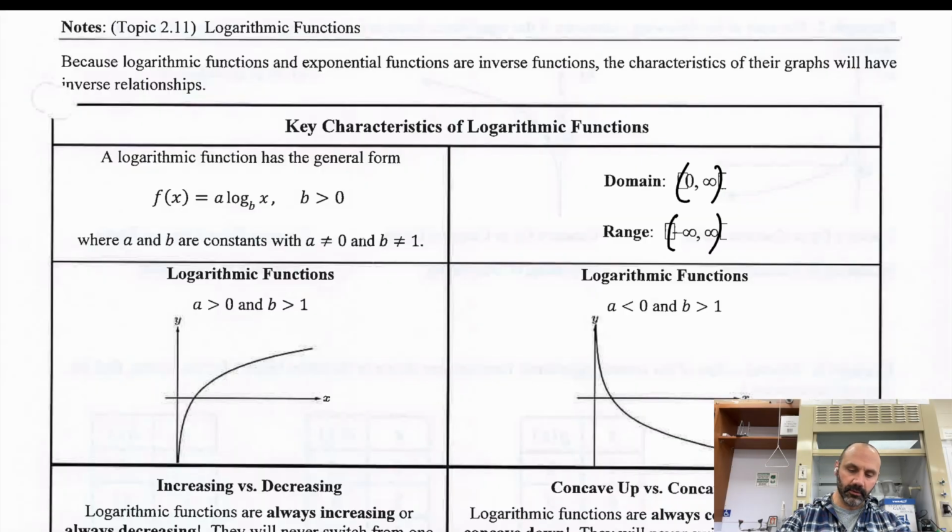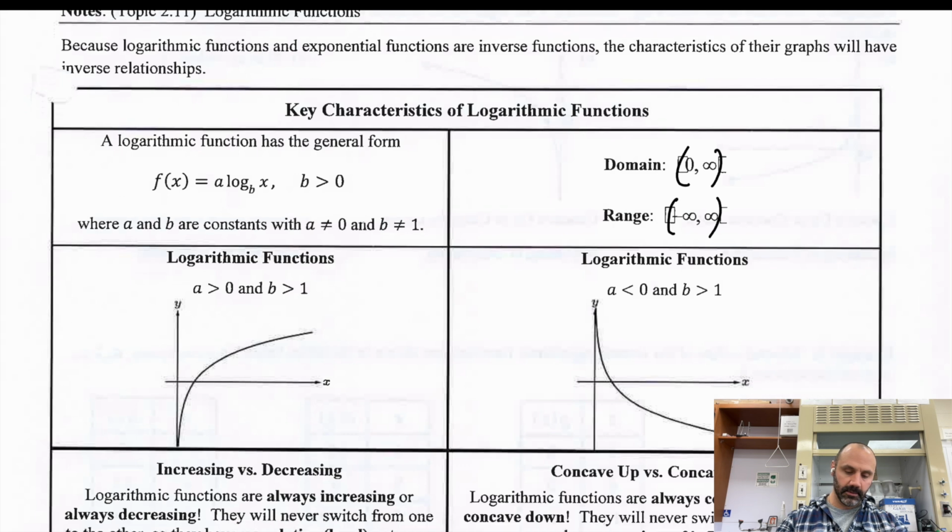Hello, friends. Today we're on to topic 2.11, and we're looking at some key characteristics of logarithmic functions, still looking at them as the inverse of exponential functions. Let's begin. Again, the general form of a logarithmic function looks like this: a log base b of x, where b is bigger than 0, a cannot be 0, and b cannot be 1. In general, the domain is from 0 to infinity. We can't have negative numbers. And the range is from negative infinity all the way to infinity.